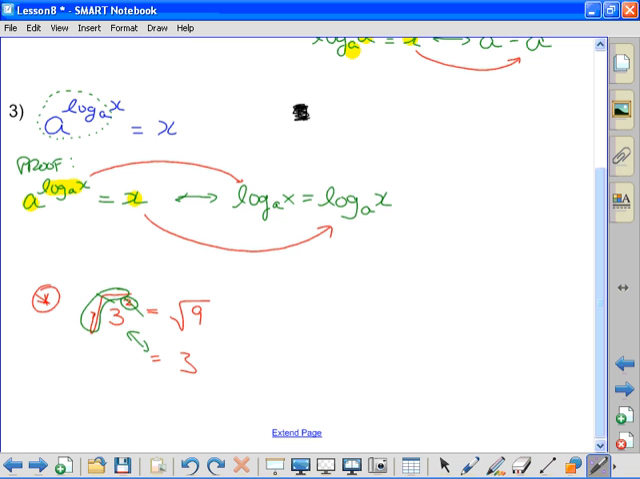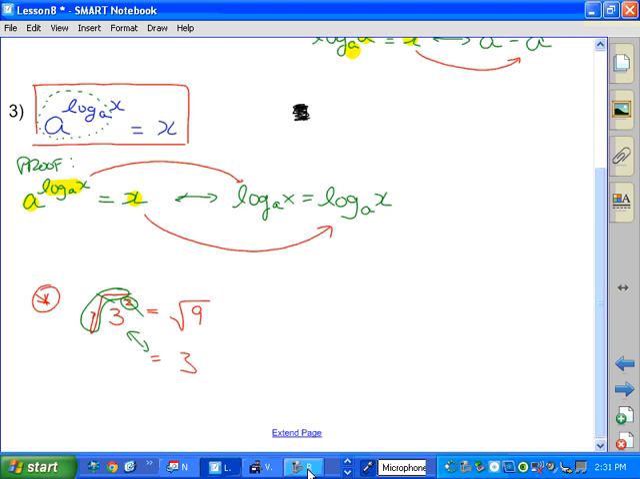So those are the first 3 basic properties. You want to make sure that you do have those on that cheat sheet, because it's going to be important in the sense that it is going to come up from time to time.